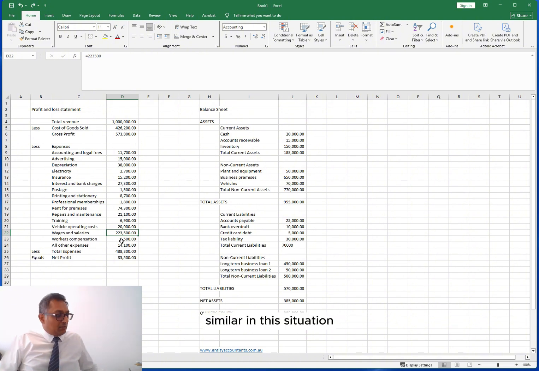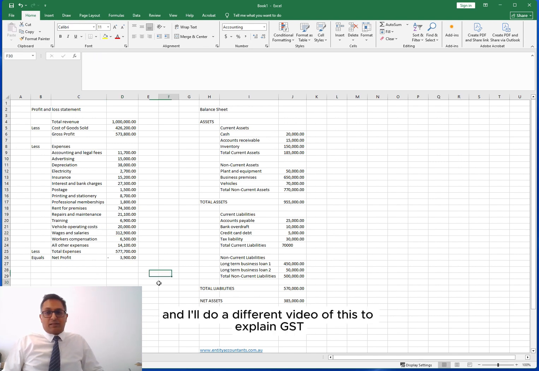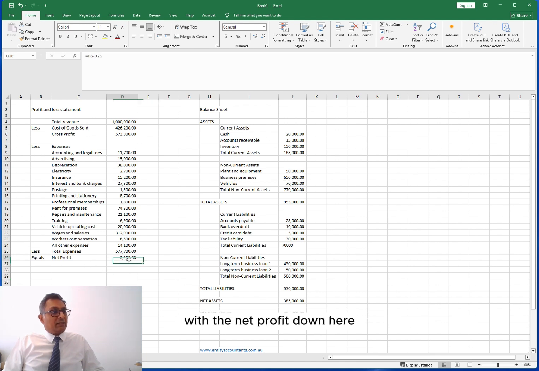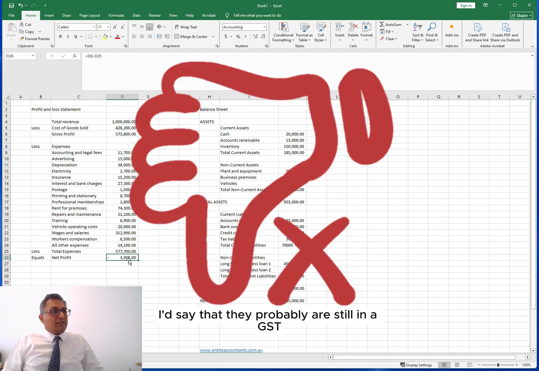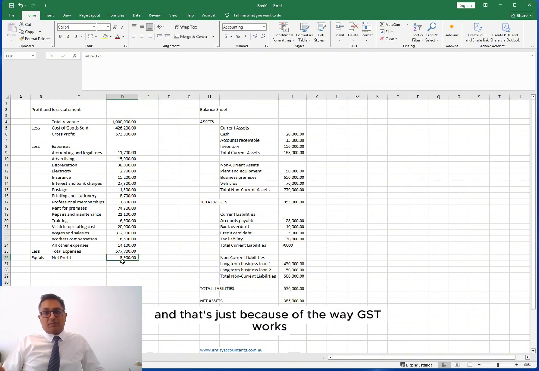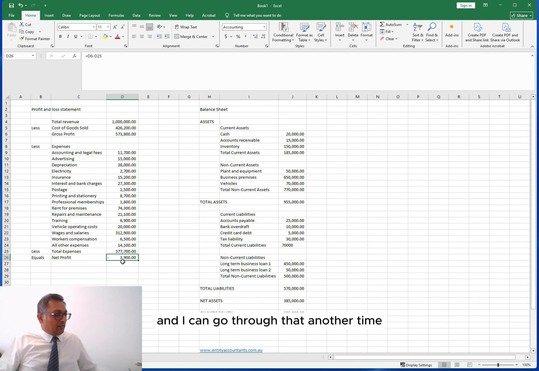Similarly in this situation, if I just put that back again, and I'll do a different video to explain GST, if I were looking at this particular business with the net profit down here, I'd say that they probably are still in a GST payable position. That's just because of the way GST works, and I can go through that another time.